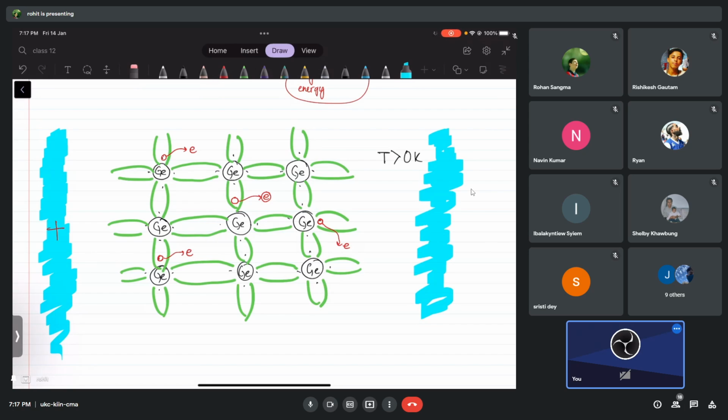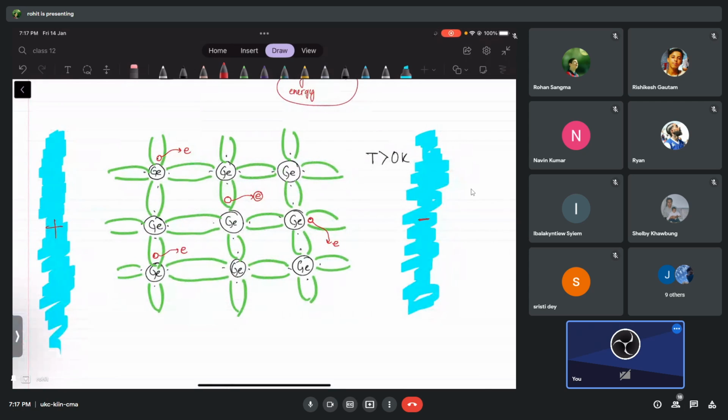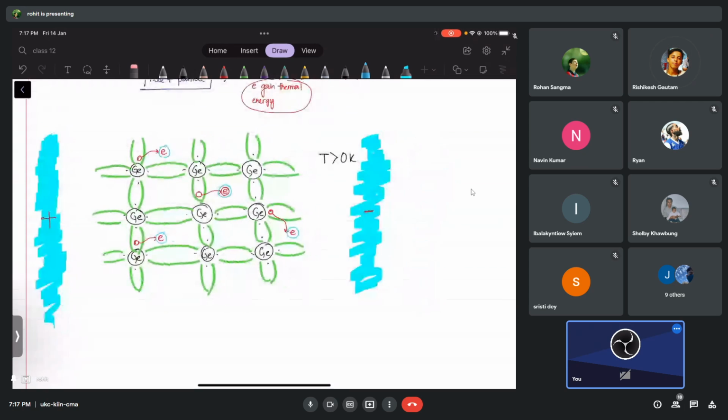Okay, now think properly and tell me, what will happen because of the potential difference? The free electrons, let me show you again. Where are the free electrons? This is a free electron, this is a free electron, this is a free electron. What do you think, guys? Will they move to the right or the left? Left. Because of this potential difference that we applied, the free electrons are obviously going to move to the left.